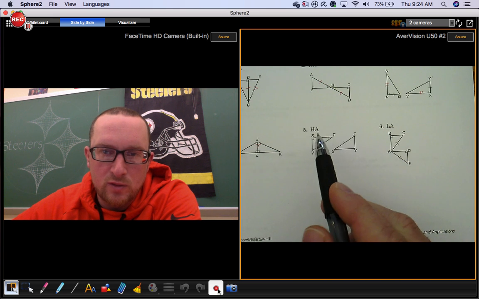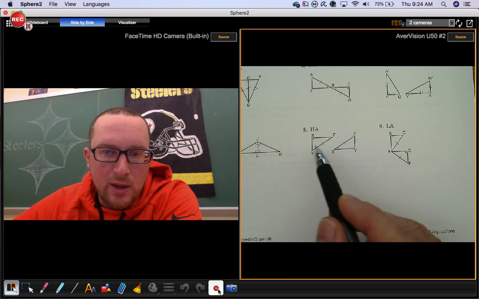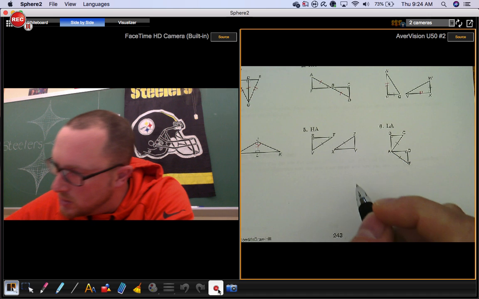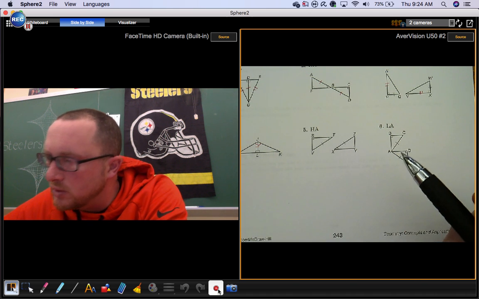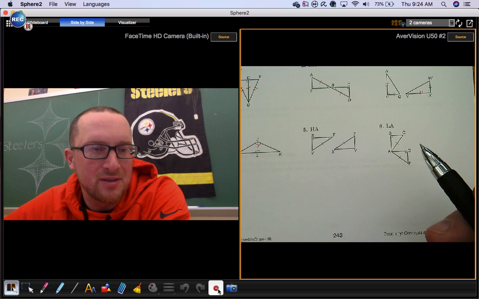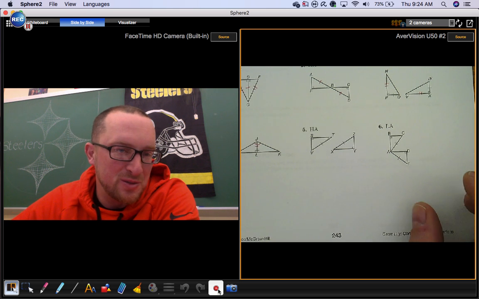Number 5, we want to use hypotenuse acute. We have right angles, we have congruent hypotenuses, and we have congruent acute angles. We don't need anything there. There's nothing additional that you need to mark there.